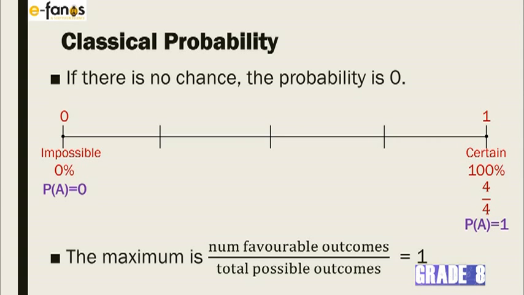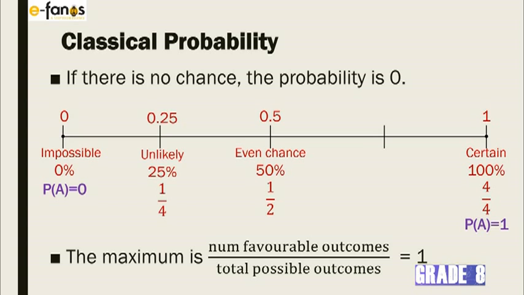And then we can fill in the gaps. In the middle, the probability is 0.5, an even chance, 50%, or a half. An unlikely probability would be something like 0.25, or 25%, or a quarter. And a likely probability would be something like 0.75, or 75%, or 3/4.